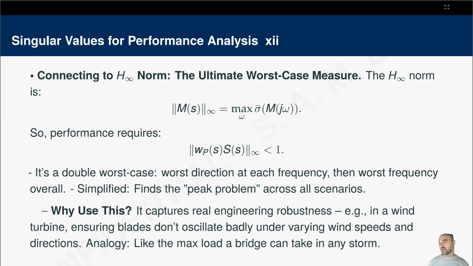And so why I use this, it captures real engineering robustness. In a wind turbine, for example, ensuring blades don't oscillate badly under varying wind speeds and directions. And another analogy for that is like the maximum load a bridge can take in any storm.